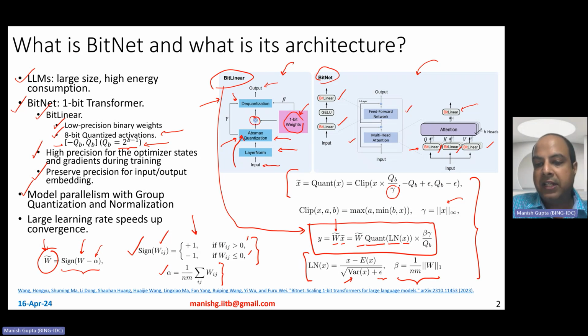This is the pre-processing for the inputs, then multiply by the weights, and then the final step is dequantize. The final dequantize step is where you're multiplying by gamma divided by Qb, but also to maintain the variance, you're multiplying by the factor beta, where beta is basically the L1 norm of the weight matrix averaged out. Okay, so that's how BitNet, and the BitLinear layer in BitNet, actually works.